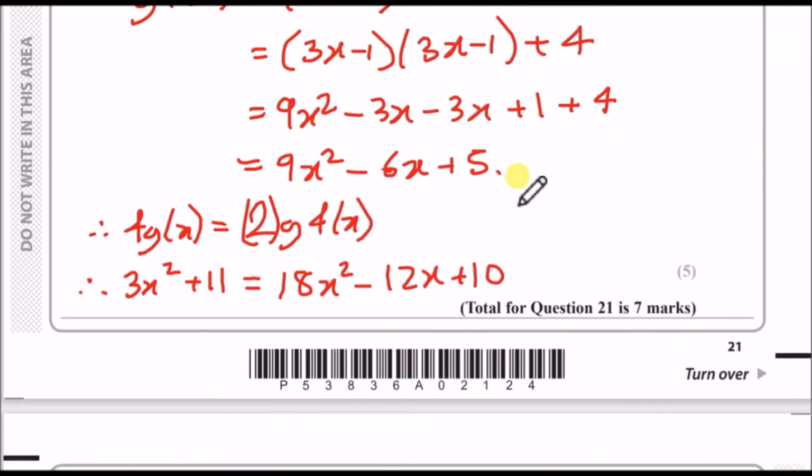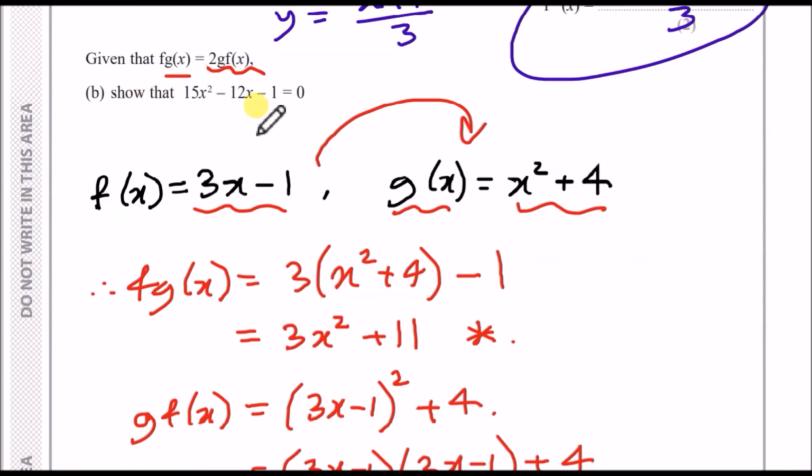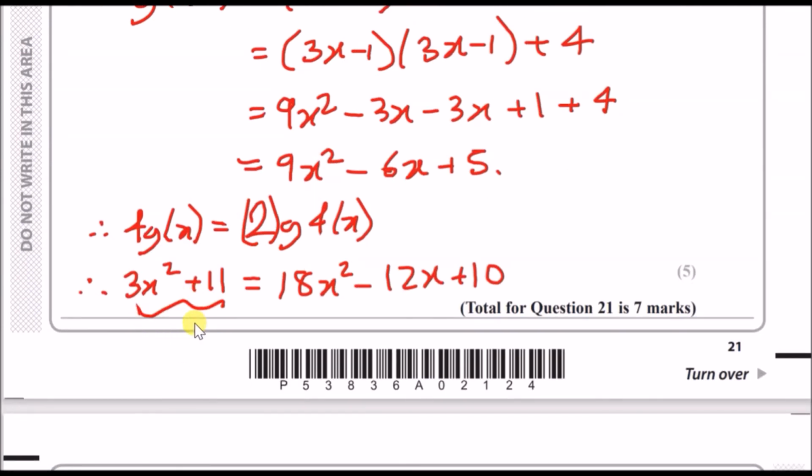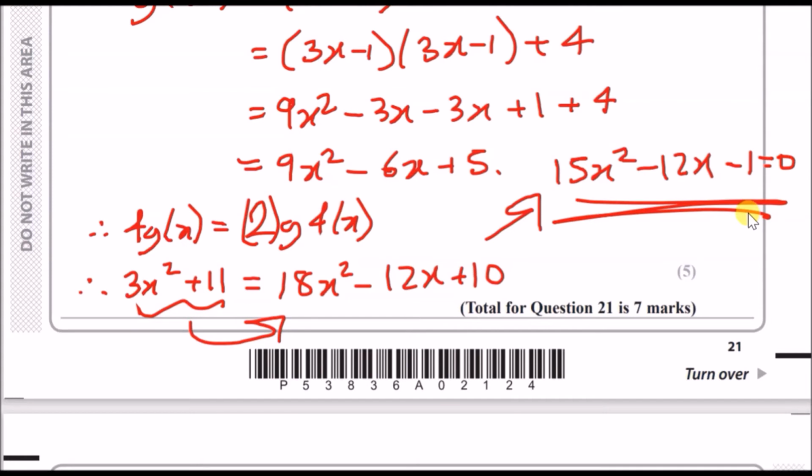Now just remember what the question wanted. We need to show that quadratic. So let's make it all equal 0. Yeah? Let's throw 3x squared plus 11 to the other side. So subtracting from the other side, you should get your answer. You should get 15x squared minus 12x is the same. And then 10 take away 11 is minus 1 equals 0. And yeah, this one's done too, guys.